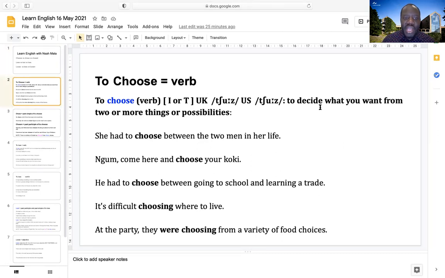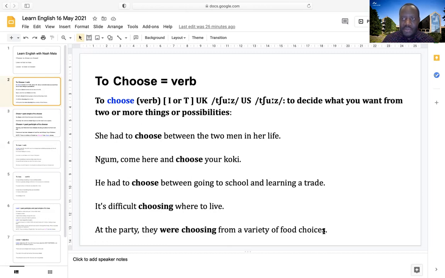Some examples: she had to choose between the two men in her life. Ngum, come here and choose your koki. I had to choose between going to school and learning a trade. He had to choose between going to school and learning a trade. It's difficult choosing where to live. In other words, it is difficult choosing where to live. At the party, they were choosing from a variety of food choices.